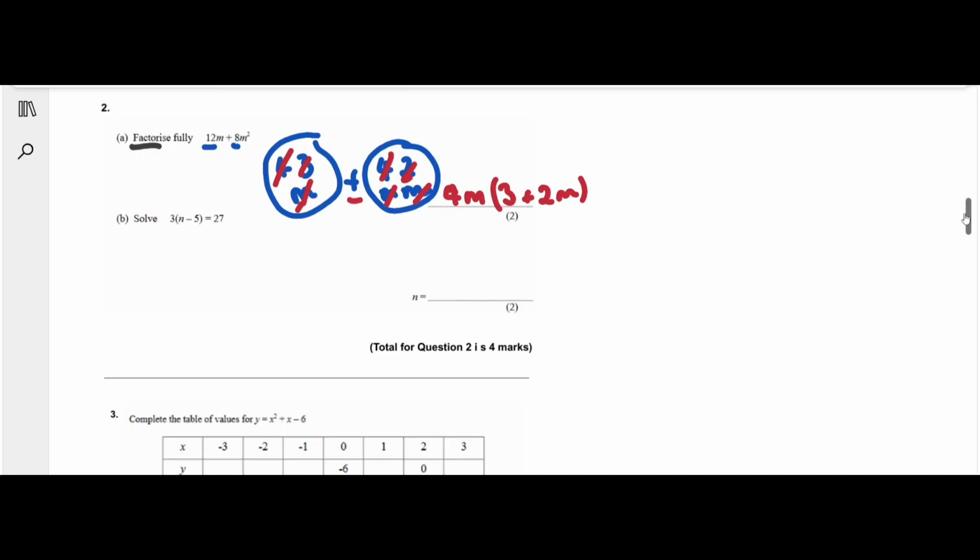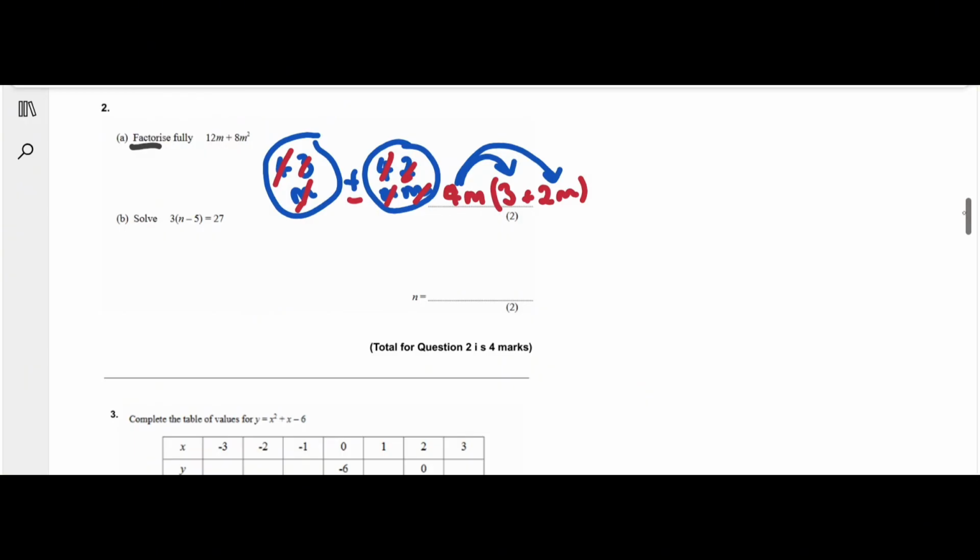You can always check your answer by multiplying your brackets back out again. So 4m times 3 gives me 12m, so that's correct. 4m multiplied by 2m gives me 8m squared, positive 8m squared, so that is correct. So it's just a quick way to check that your answer is correct once you have factorised.